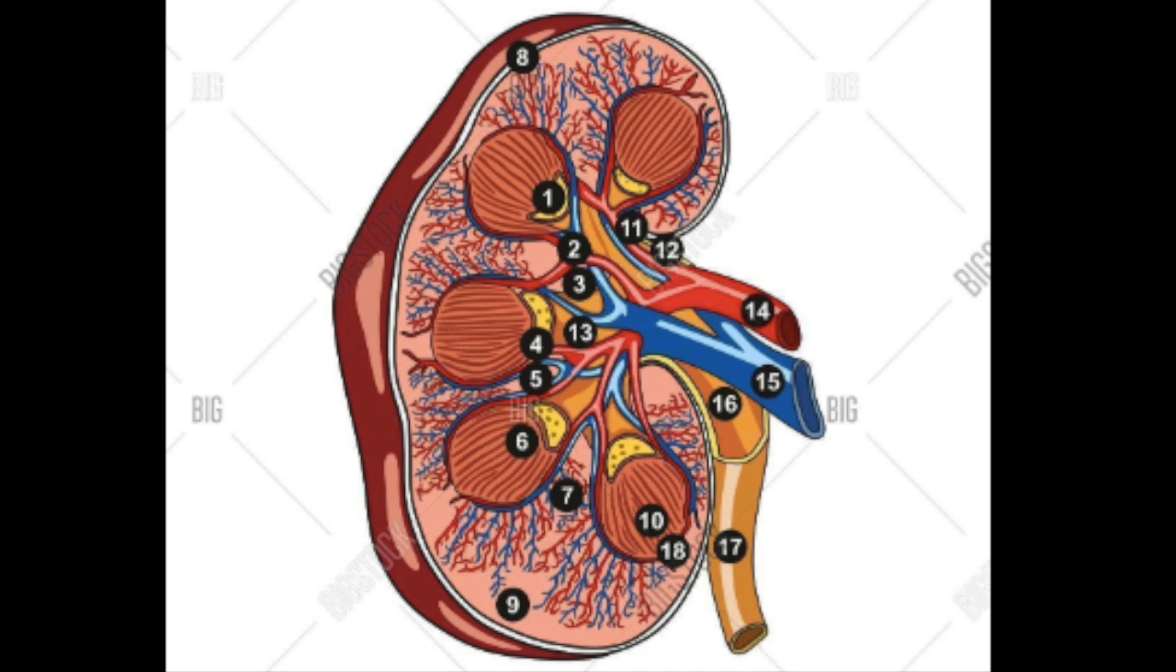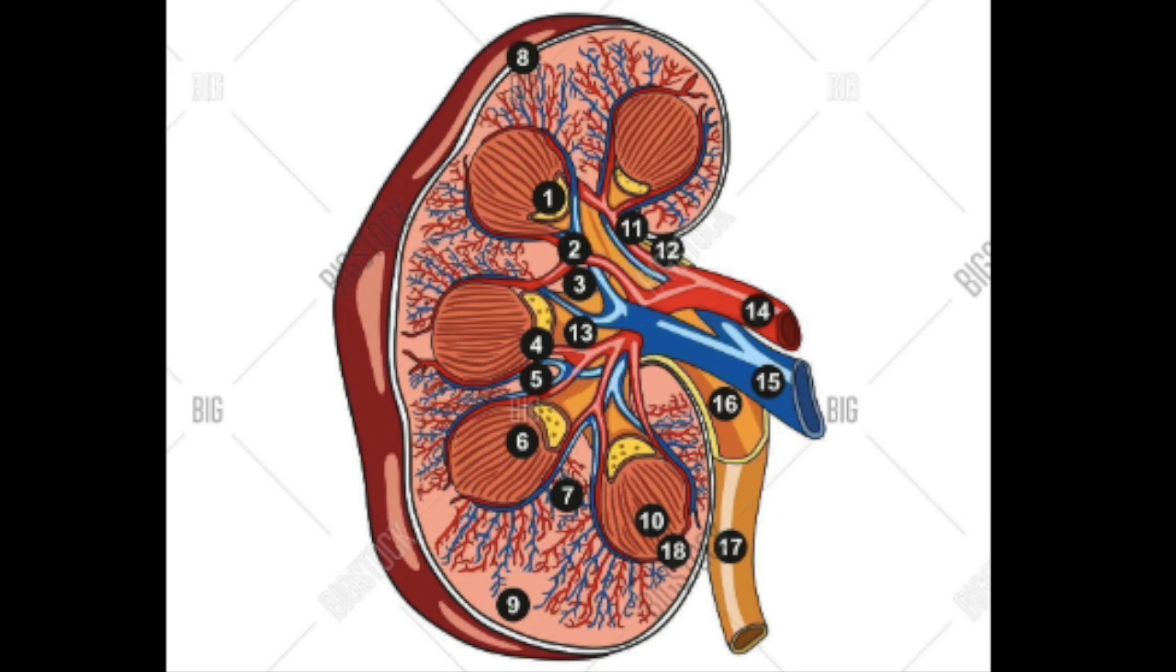Number 8 is the fibrous capsule of the kidney. It is an inner fibrous membrane that protects the kidneys from trauma and infection. Number 9 labels the renal cortex. It borders the convex side of the kidney. Number 10 is the renal medulla. It lies adjacent to the renal cortex.